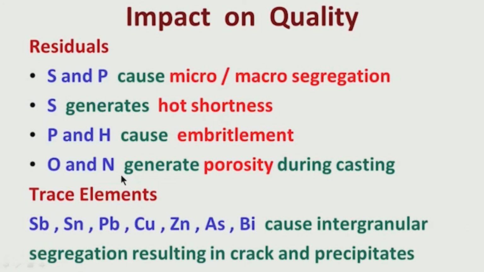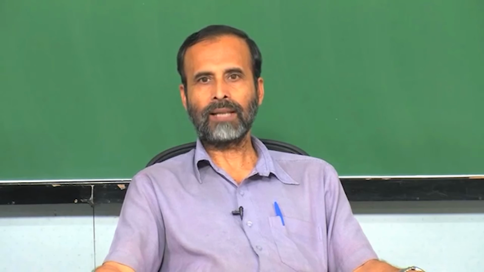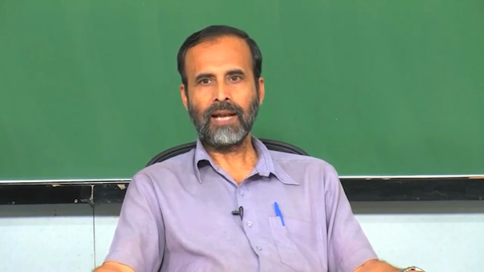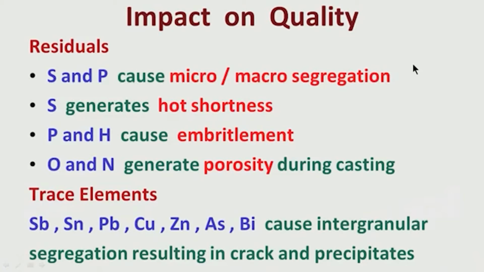So all these elements have to be controlled. Now oxygen and nitrogen, two gaseous elements, may be present as residuals. If they are present in large amounts, they can generate pores during casting. So porosity is a problem in casting if you have more oxygen, nitrogen, hydrogen in steel. So we have to be careful. So what is the impact of the residuals? I have broadly mentioned it. All these issues will be taken care of in quite some detail during the subsequent course of this lecture.